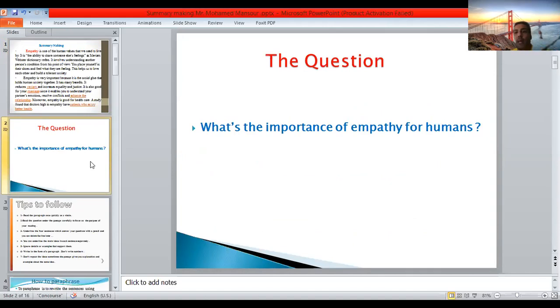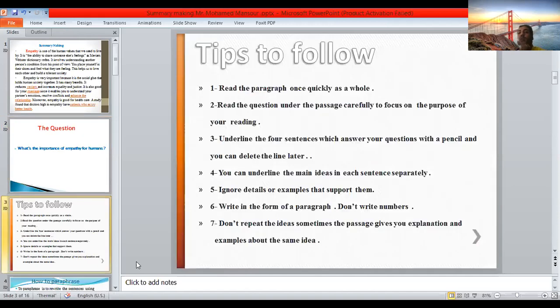We're not discussing the passage right now. Before discussing the passage and the techniques you use to answer this question, I'll introduce many tips and techniques. So we will go first to what we call tips to follow. The first step for you as students is to read the paragraph once quickly as a whole. The second step is to read the question under the passage carefully, to focus on the purpose of your reading. You're reading the passage to answer this question specifically.